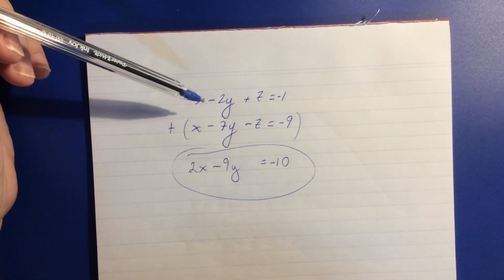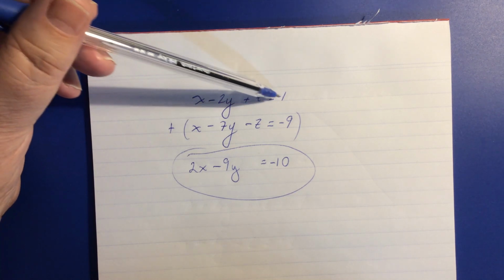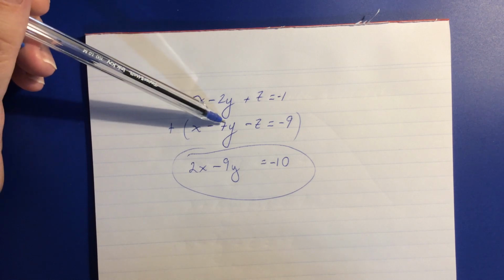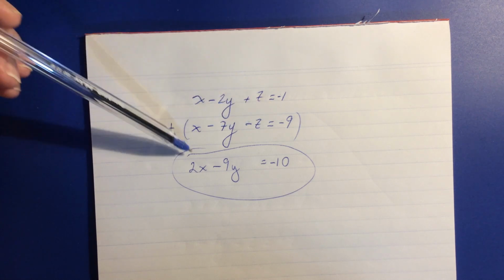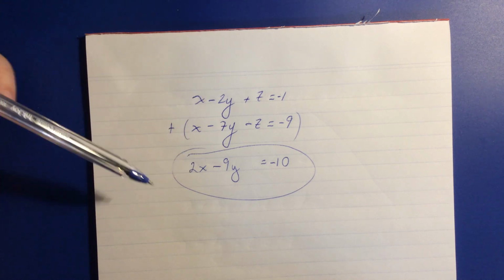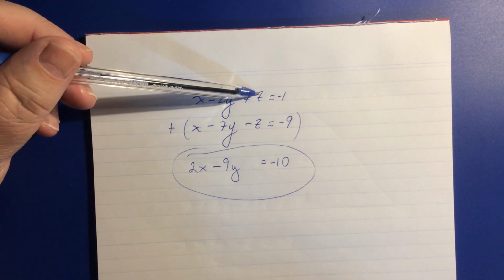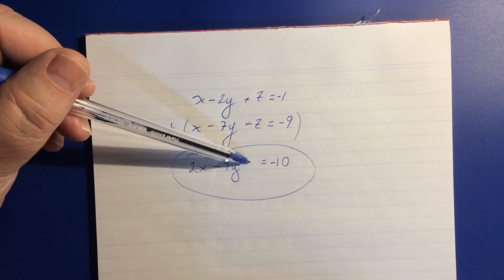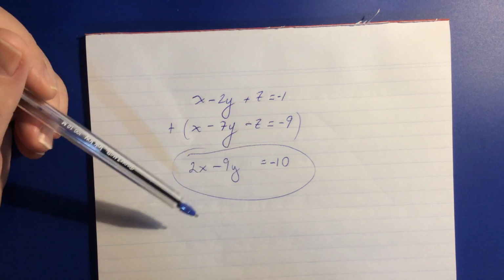So what did I do? Well, I took the first equation, x minus 2y plus z equals -1, and I took the third equation, x minus 7y minus z equals -9, and I simply added these. And in the process of adding these, 2x, -9y, and more importantly z plus -z gave me a great big hole here, 0, nothing. I add -1 to -9, I get -10.